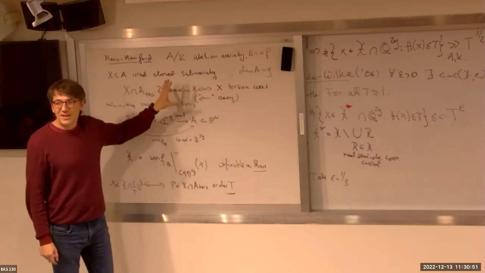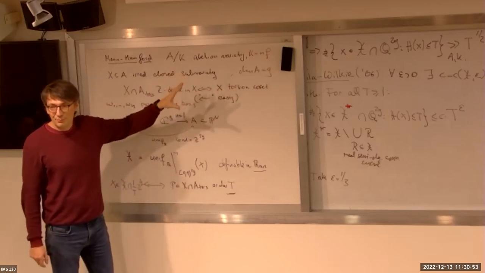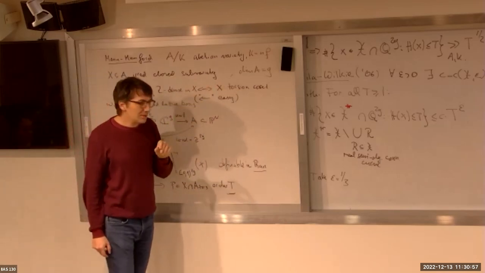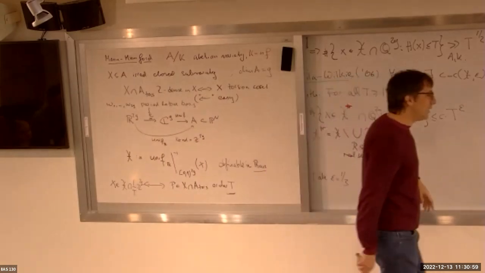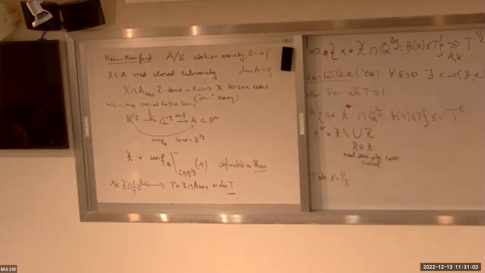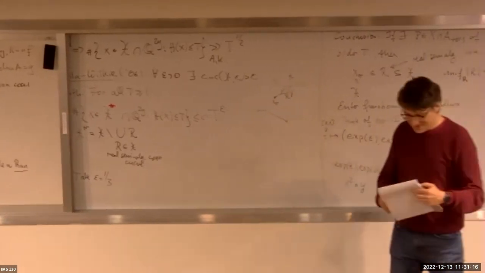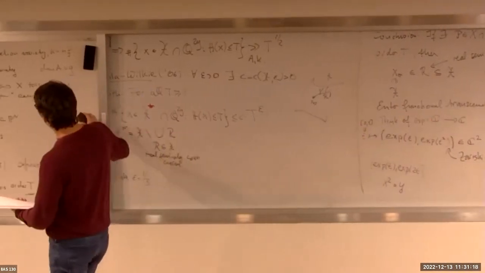A single point is not going to help, but if we have a Zariski dense set of points like this, then we'll be able to conclude. A single point will also imply something non-trivial for X. Each point might be on a different semi-algebraic curve. Well, this is what I'm going to explain. Okay. Thank you.